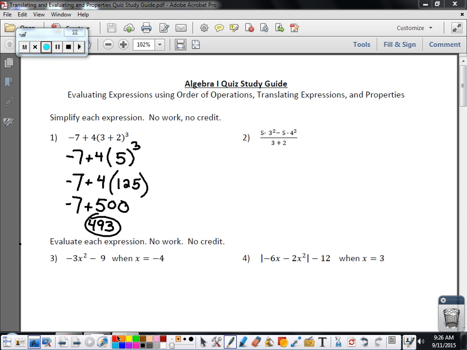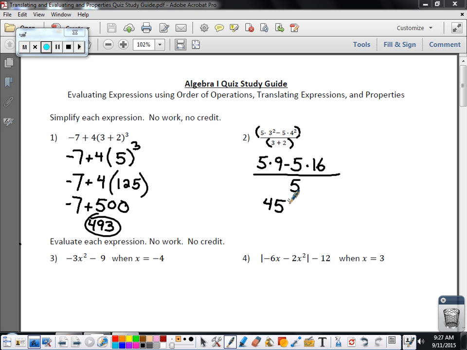In case you didn't know, there's actually invisible parentheses around these. So if you're going to put it in the calculator, make sure that the entire numerator has parentheses around it, and then divided by the entire denominator in parentheses. So here we go. I'm going to do exponents first. So I get 5 times 9 minus 5 times 16 divided by, I can just do that, 5. Continuing, I'm going to multiply here. 5 times 9 is 45.